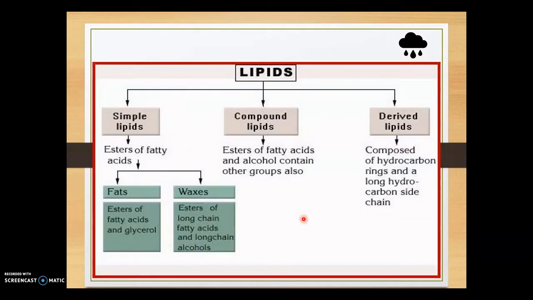Now, how are the lipids classified? There are three categories. One is called simple lipids, because the structure is simple. Then compound lipids, which are much more complex, and derived lipids, from which other compounds are derived. So simple lipids, compound lipids, and derived lipids are the three categories under lipids.